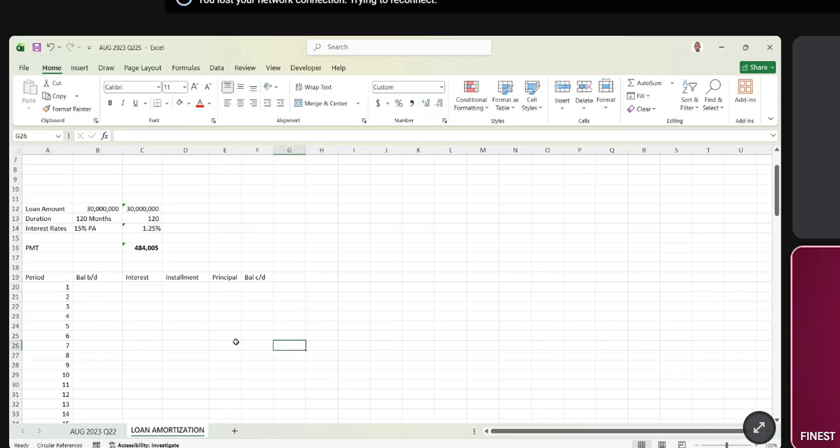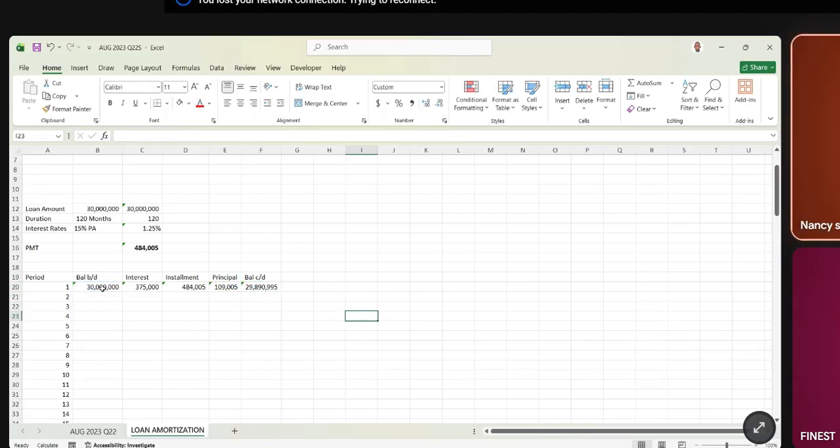Now, when you have that, what is our opening balance? Opening balance is 30 million, is it? This is our interest. I multiply it with 1.25. That is the interest. But how much are we repaying? Is 484, sindio? What is the principal? So principal will be the installment minus the interest. So what will be our closing? Our closing will be 30 million minus 109. Are we together? Yes.